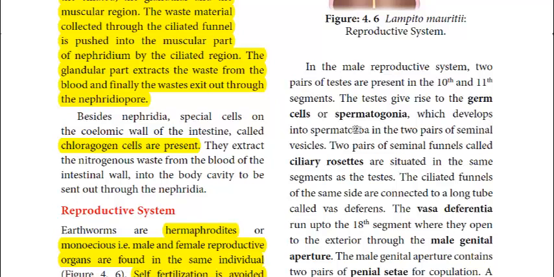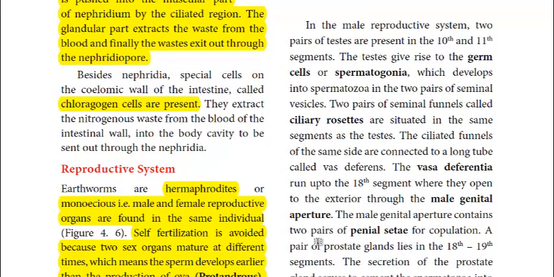இங்கதான் ஸ்பெர்ம் டெவலப் ஆகுது, otherwise called spermatozoa, and if it is formed, it will be passed to a pair of seminal funnels called ciliary rosettes, situated in the same segment of the testis, where it is connected to a long tube called vas deferens. This vas deferentia run up to the 18th segment வரைக்கும் போகிட்டு அங்க எக்ஸ்டீரியரோட கம்யூனிகேட் பண்றது எது மூலமா? ஒரு அப்பர்ச்சர் மூலம், ஒரு ஹோல் மூலமா. அந்த அப்பர்ச்சர் எங்க இருக்கு? 18th segment, male genital aperture. So through which it releases the sperm.